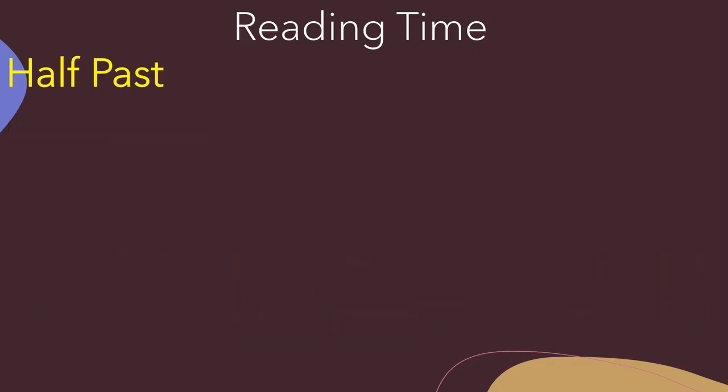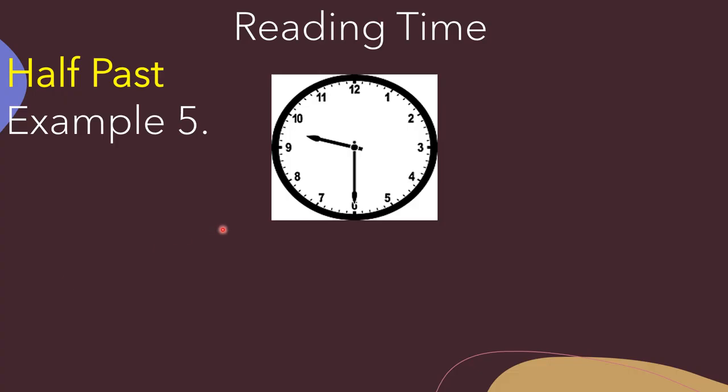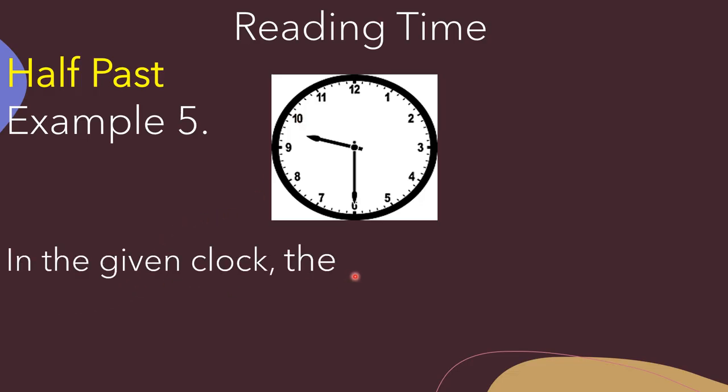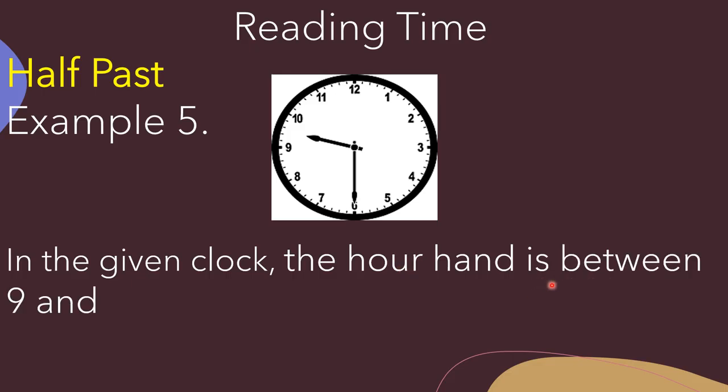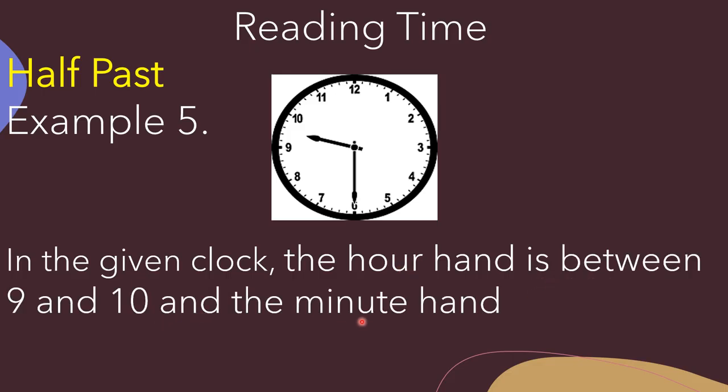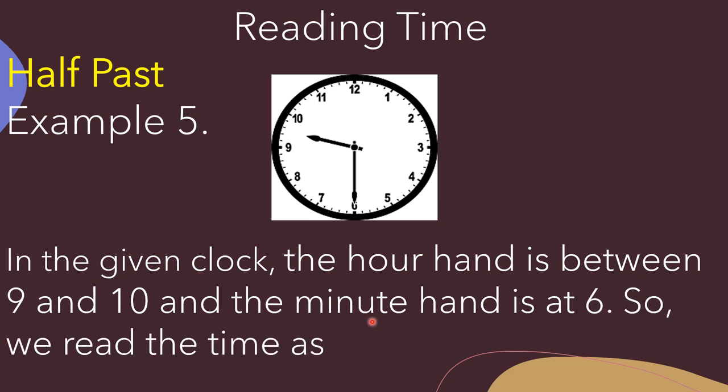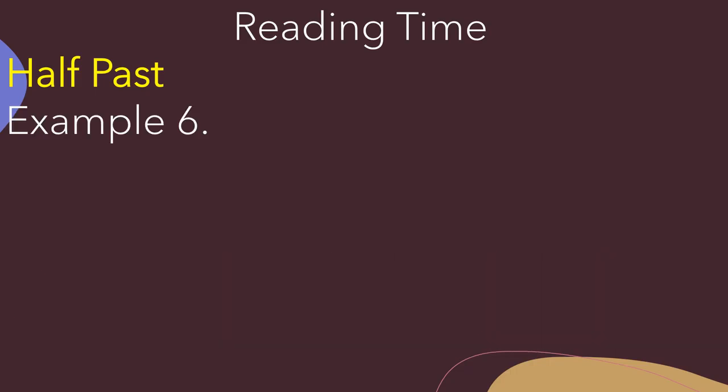Okay, beta. Now example number 5. So here in this clock, it is given that the minute hand is at 6 and the hour hand is between two consecutive numbers, that are 9 and 10. Okay, so we will write: in the given clock, the hour hand is between 9 and 10 and the minute hand is at 6. So we read the time as 9:30 or half past 9. Understood, beta?